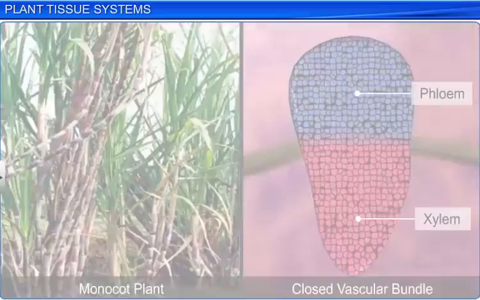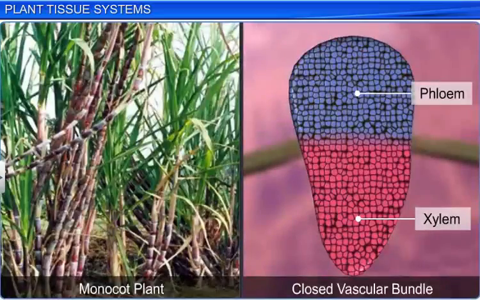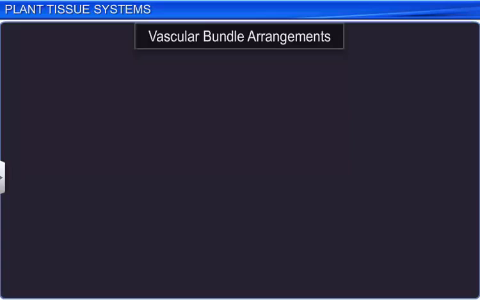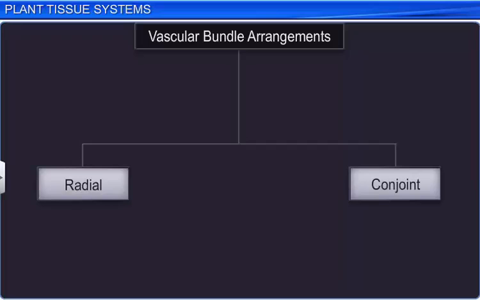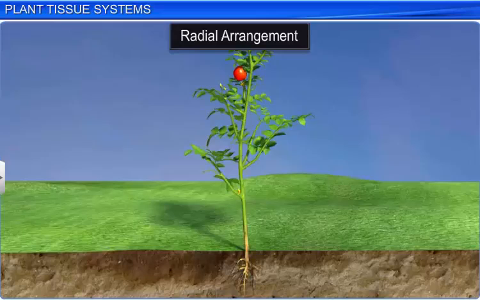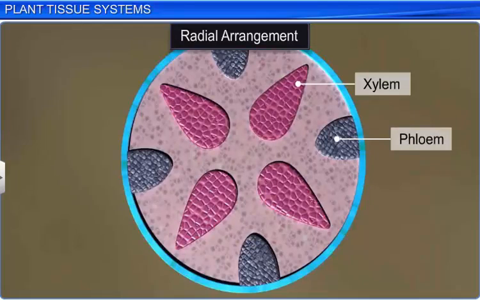On the other hand, in monocotyledonous plants, vascular bundles do not contain cambium. They are unable to form secondary xylem and phloem tissues and are thus called closed vascular bundles. There are two types of vascular bundle arrangements: radial and conjoint. The radial arrangement is generally found in roots, where the xylem and phloem in a vascular bundle are arranged in an alternate manner at different radii.